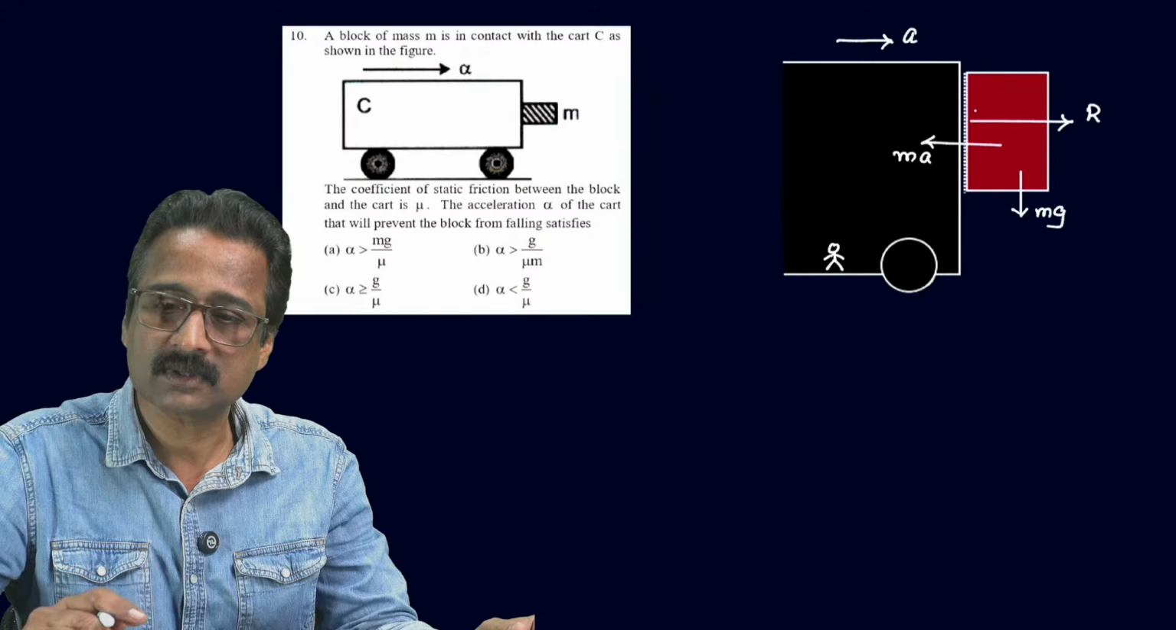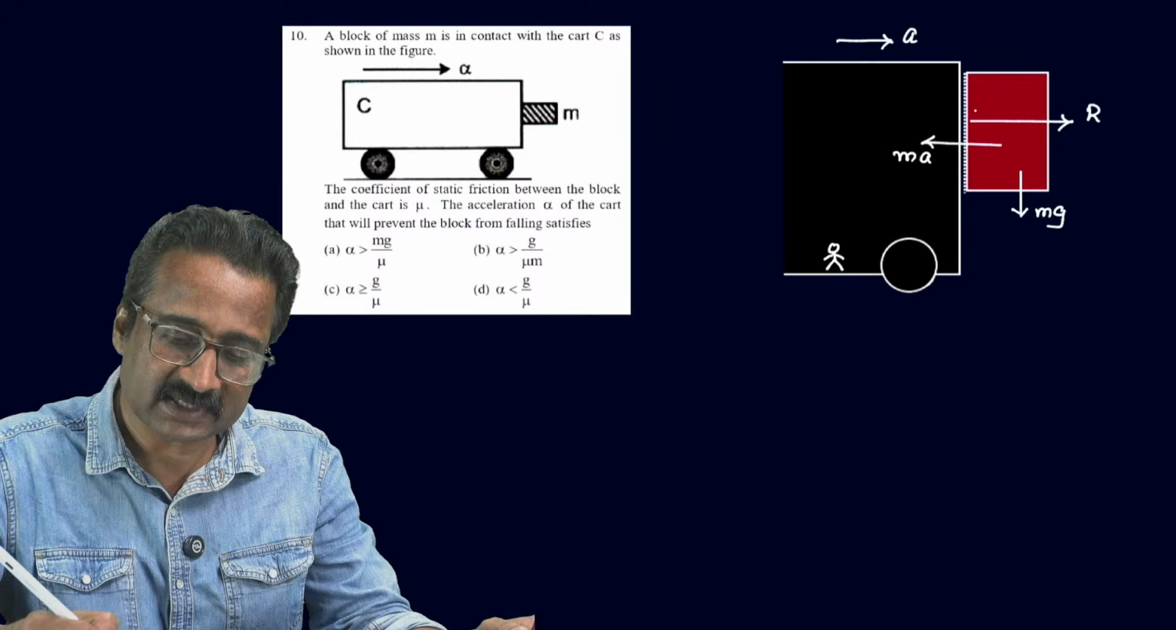Yes, mg is acting down, and mg will be balanced by friction here.